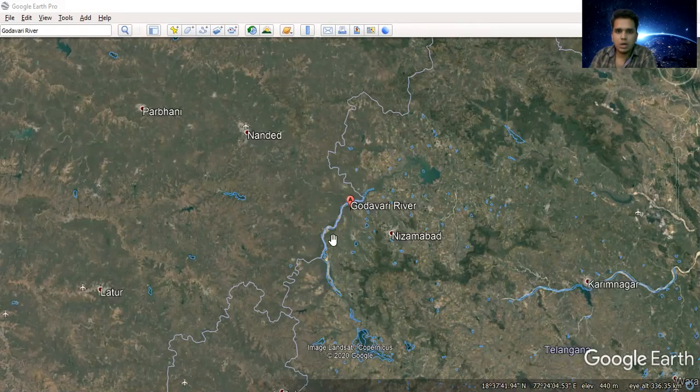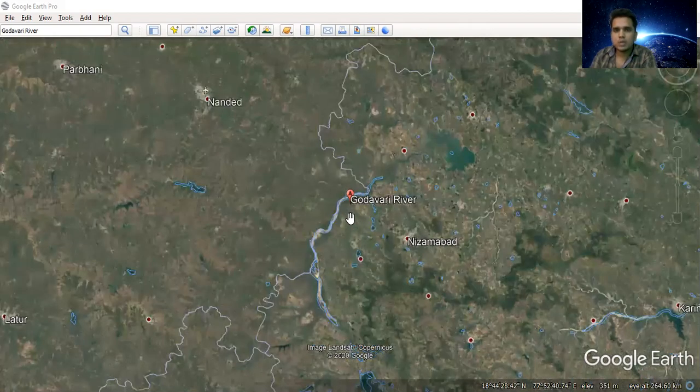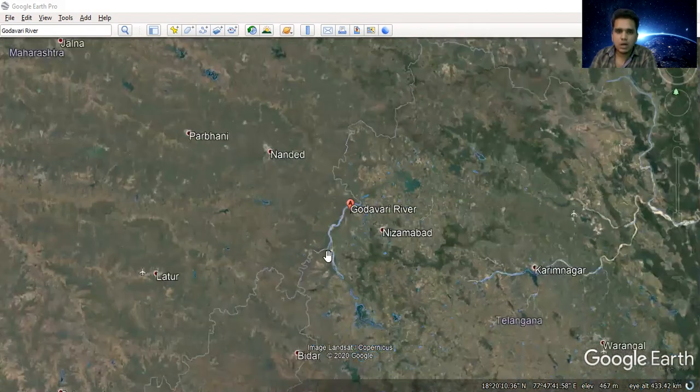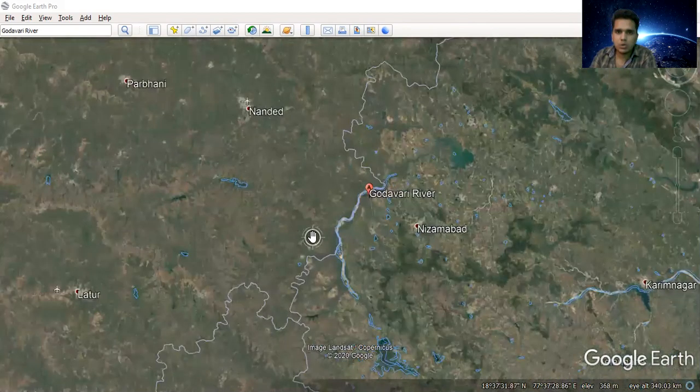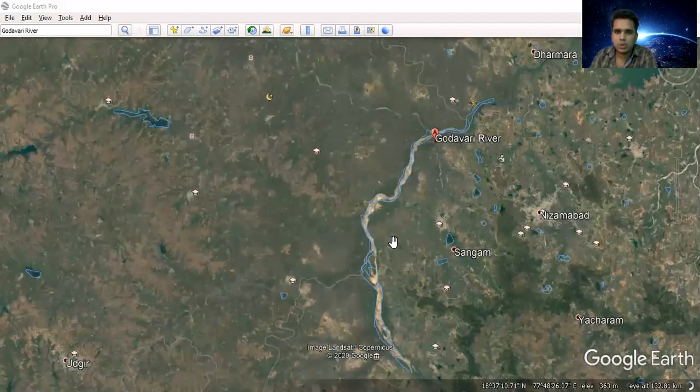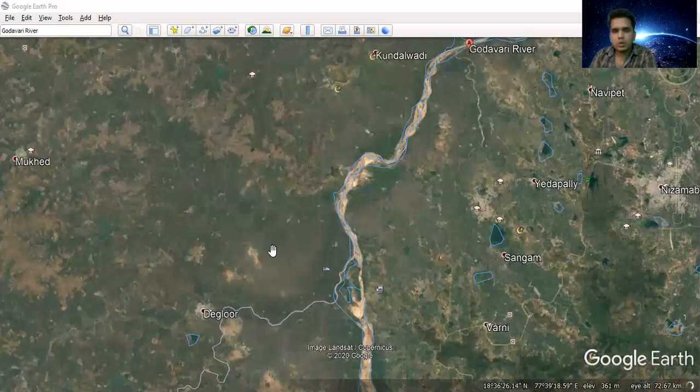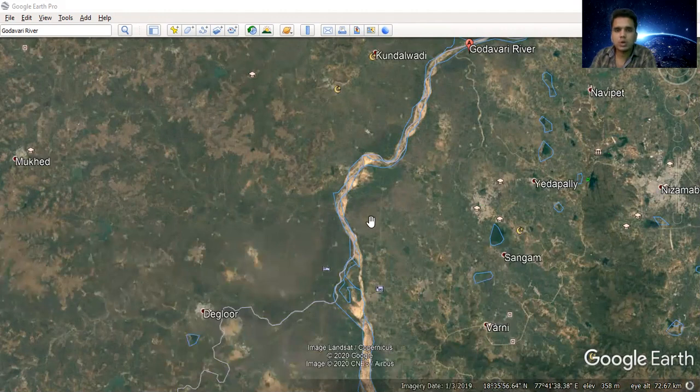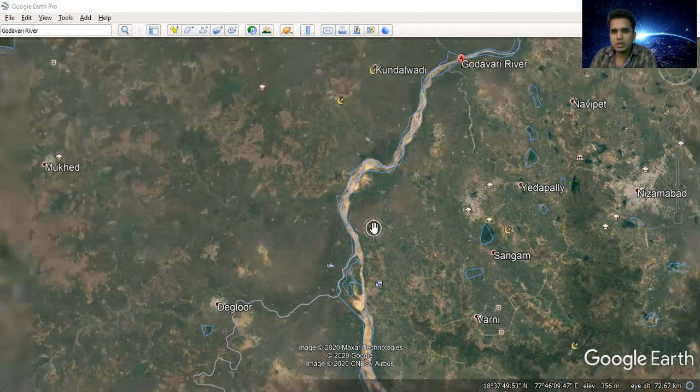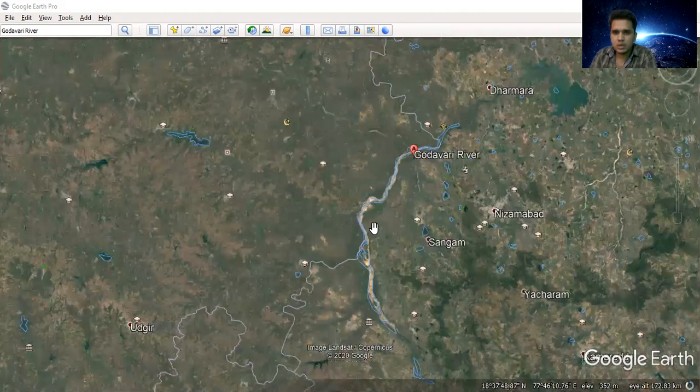In southern India, the rivers don't have that much water. That's why they are small rivers. Godavari is also famous as the southern Ganga. Godavari is the longest river, with the highest water-holding capacity, in southern India. That's why it is very famous.